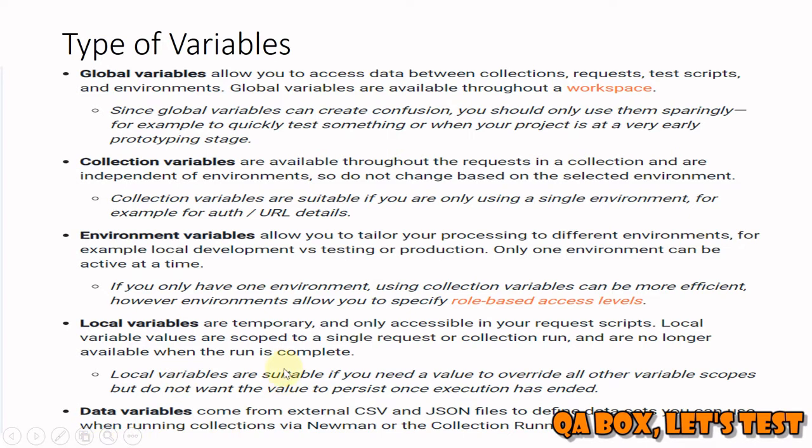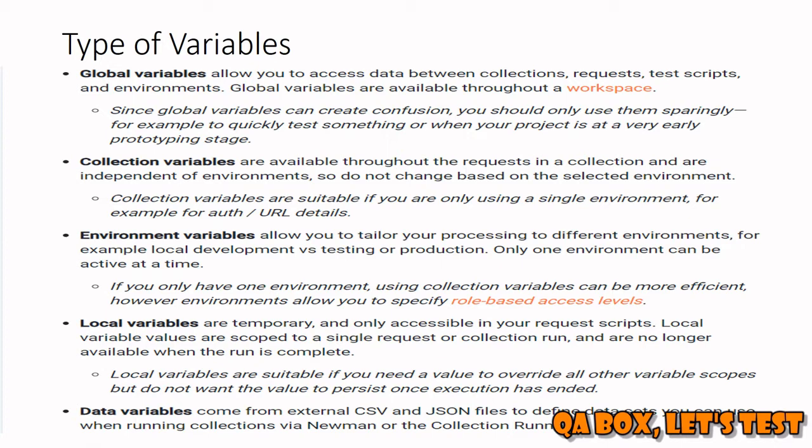Local variables, as the name suggests, are temporary. When you are in your pre-request script section or in your test section, you use that syntax where name is equal to something, or let name is equal to something. They are local variables. Data variables are those which come from an external CSV or JSON file, and we'll see that in our next video on supplying data to our requests from external sources.